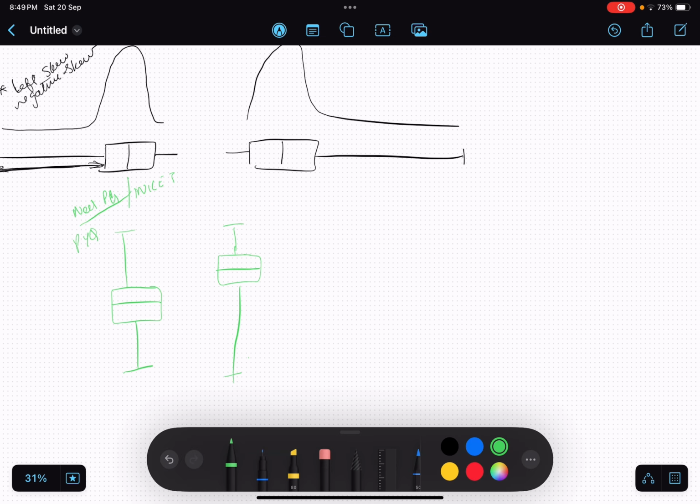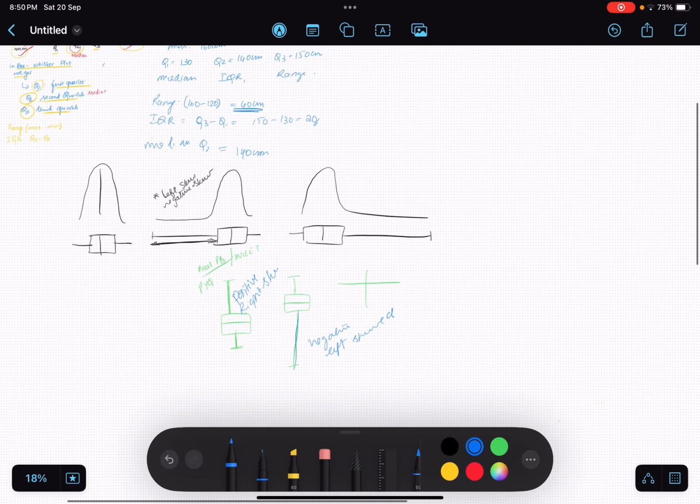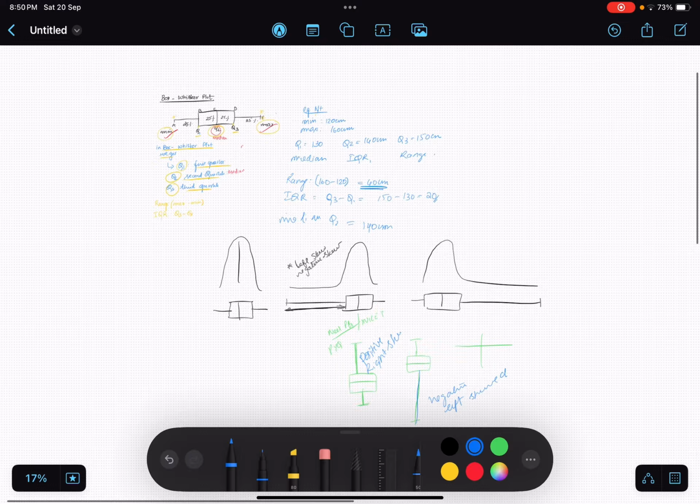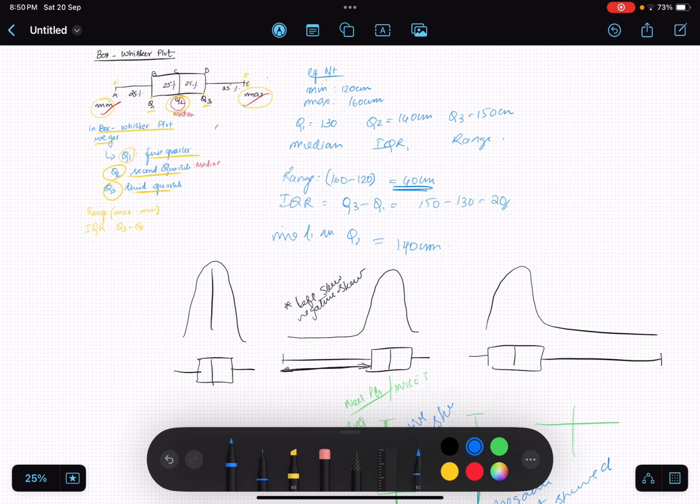Now look at this. I told you to remember this coordinate, right? So here, I'll make it a little more clear. So this was positive or right skewed, and this is negative or left skewed. If you have watched my previous videos, you are able to answer this question. If you have not, please do watch it. So this is all about the box and whisker plot.